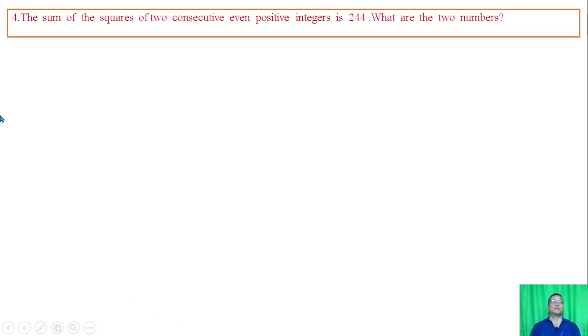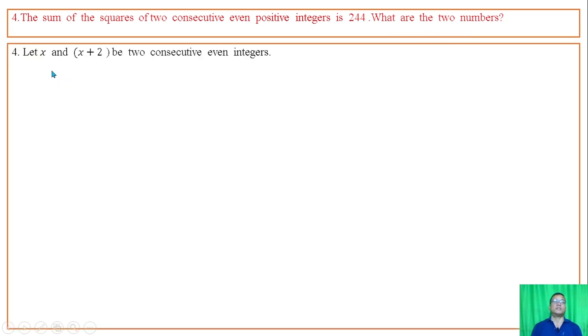Question number 4. The sum of the squares of two consecutive even positive integers is 244. What are the two numbers? Let x and x plus 2 be two consecutive even positive integers.